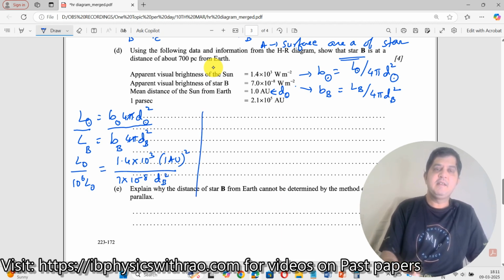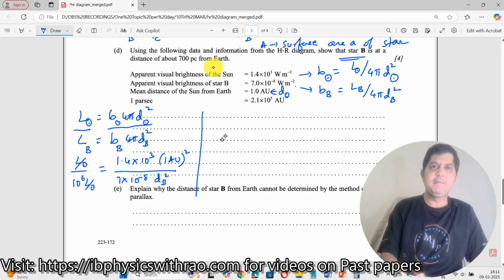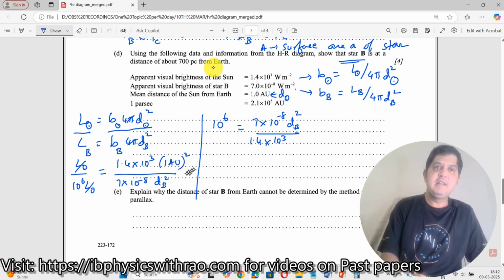Okay. Now let us do this. This L0 goes away. Let me take the reciprocal, that becomes easier for me. So I had 1 by 10 power 6 here. I take the reciprocal, and this will be 10 power 6 is equal to 7 into 10 power minus 8 into dB square divided by 1.4 into 10 to the power of 3 AU square into AU square. That's what I have. I'll just write this, because I need the units over here to properly mention.